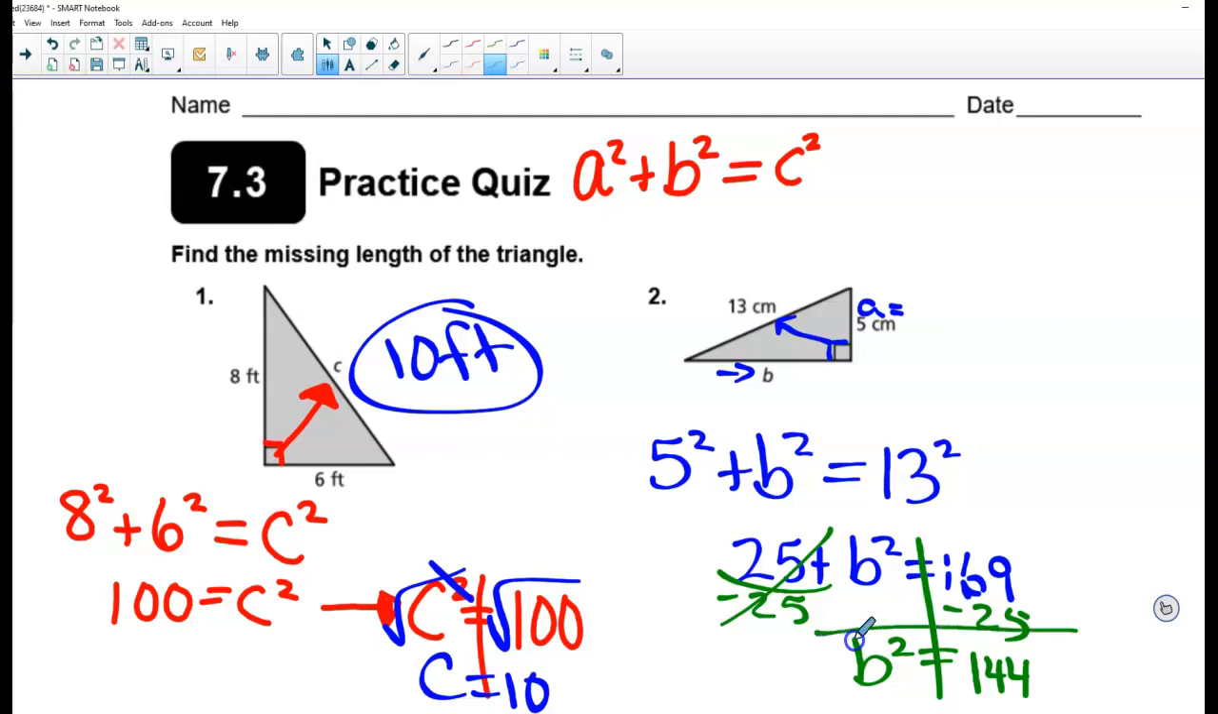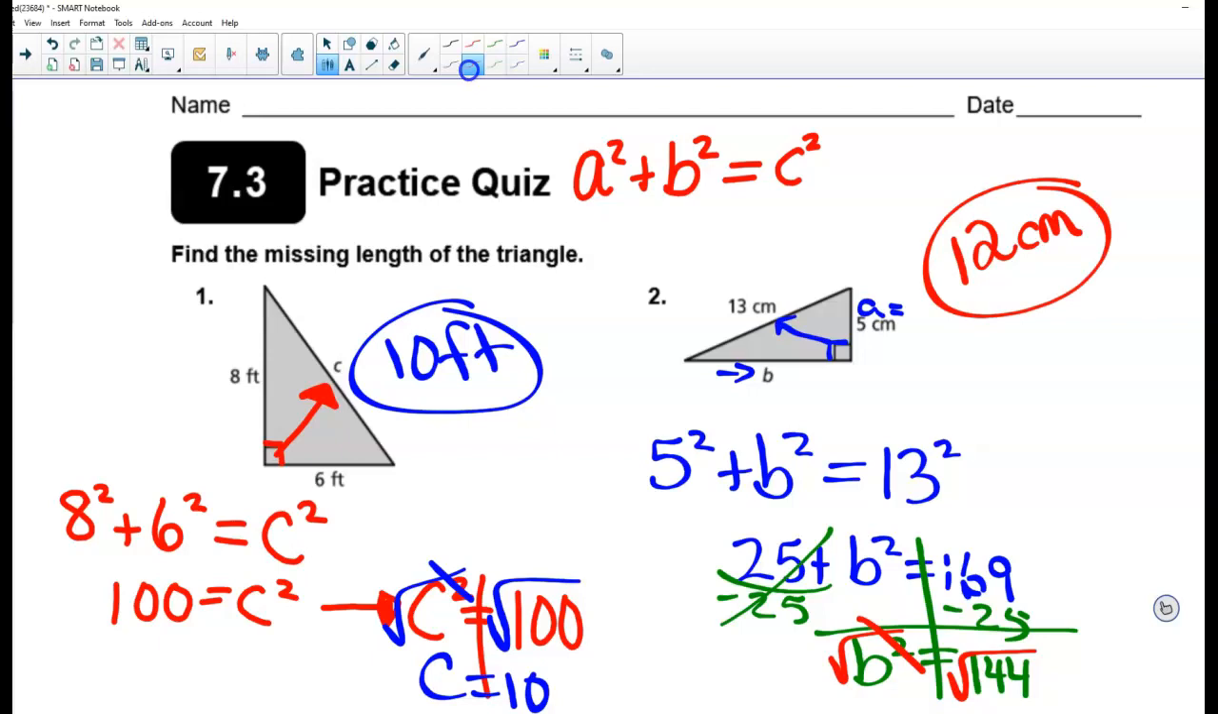I'm just drawing in the line so we can see. And then the last part, when we go to solve it, b squared, how do I get rid of b squared? So I'm going back again. I do my square root. They undo each other. So the square root of 144 ends up being 12. And then I need to look at my labels. So it's 12 centimeters. That's my answer.